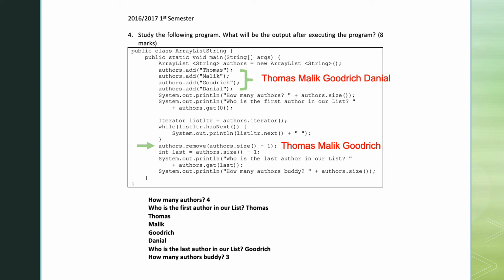In our authors array list, we have Thomas, Malik, Goodrich, Daniel. So Thomas at index 0, Malik at index 1, Goodrich at index 2, and Daniel at index 3. So when we want to remove at index 3, that means that we are removing Daniel. So our authors list would only contain Thomas, Malik, and Goodrich.